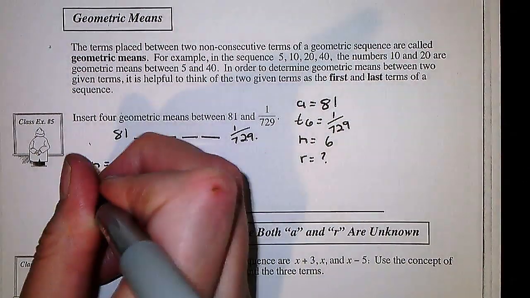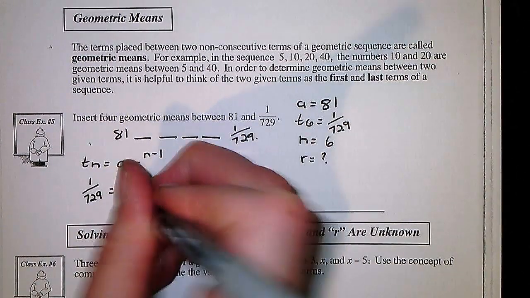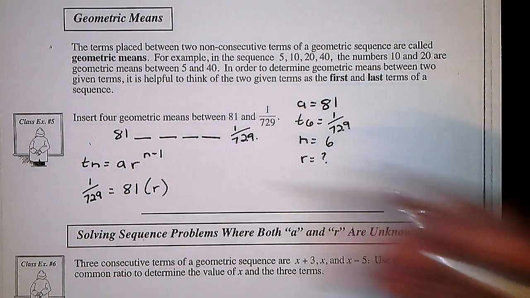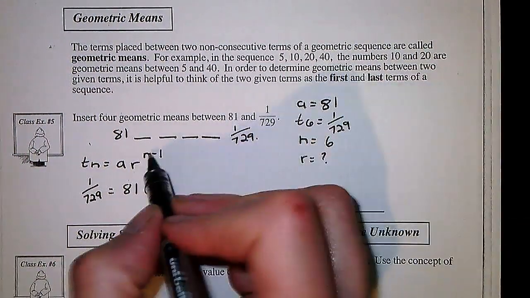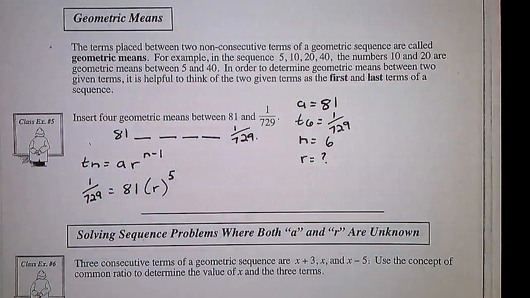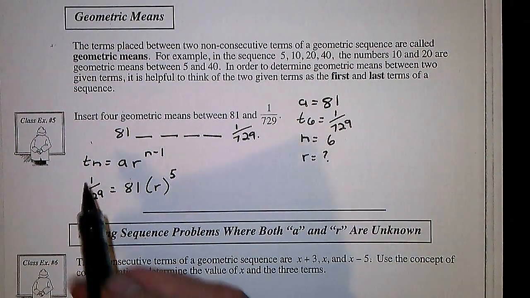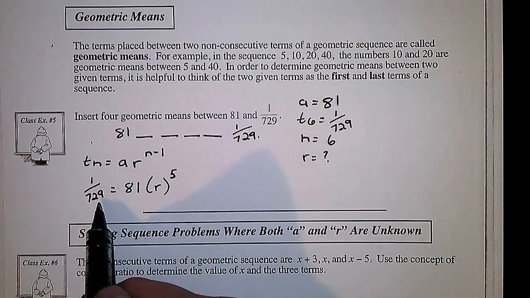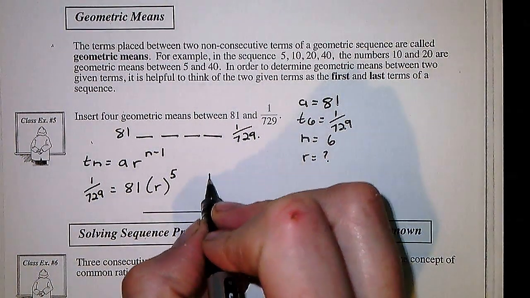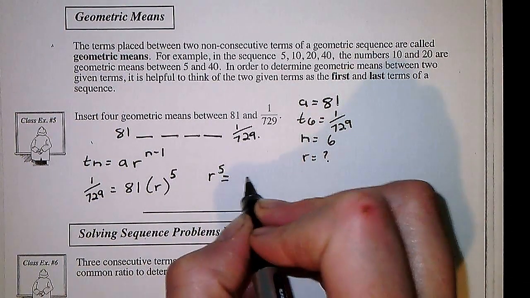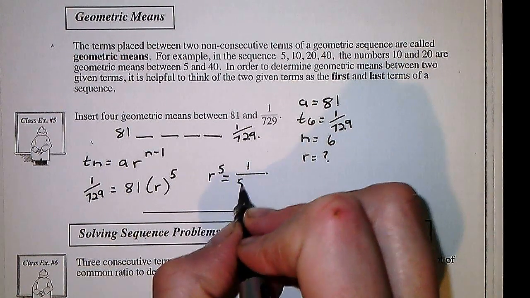And Tn is 1 over 729. A is 81. R is what I'm trying to find. And n is 6, so n minus 1 is 5. So now I should be able to solve this. I'm going to start by dividing both sides by 81. So I end up with r to the 5 equals a really small number, 1 over 59,049.